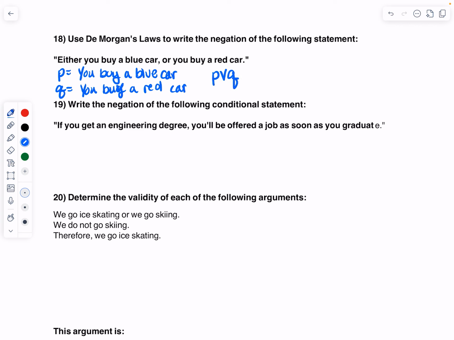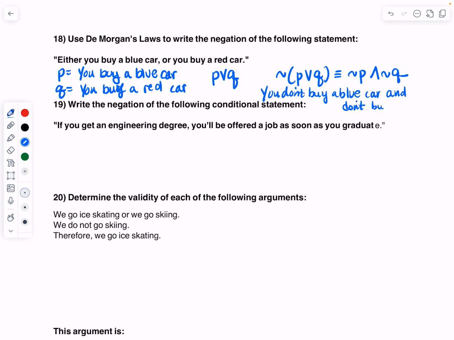Now I want to negate that. So if I negate P or Q by use of De Morgan's law, I know that's logically equivalent to the negation of P and the negation of Q. So when I write this out, I have to write, you don't buy a blue car and don't buy a blue car.